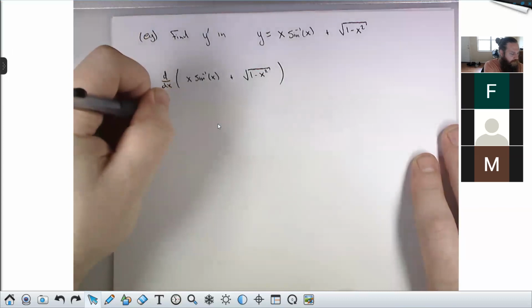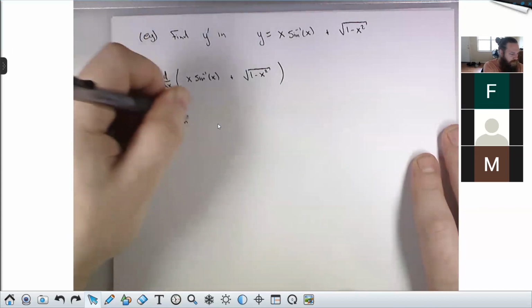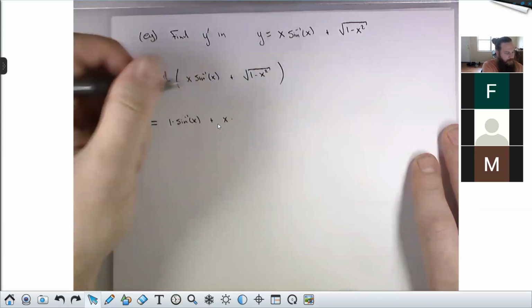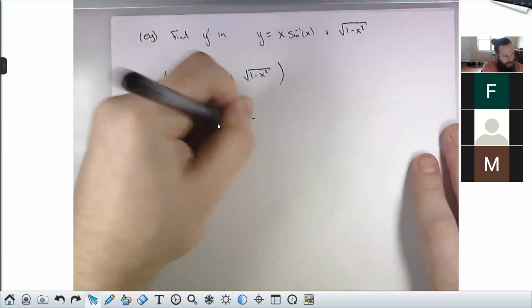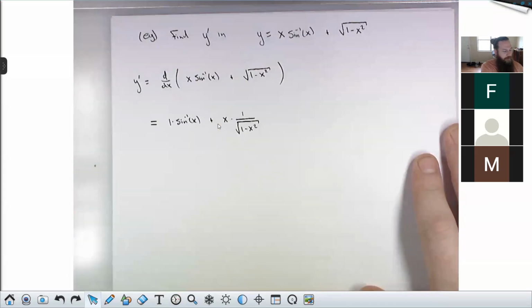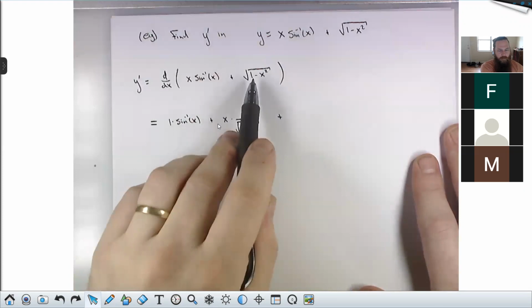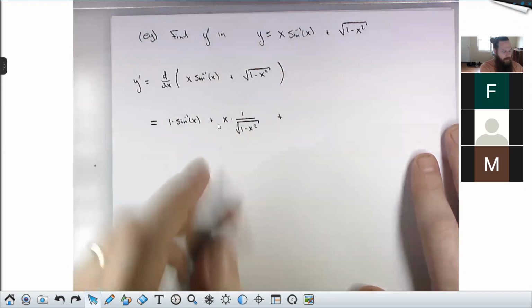So here I'll have the derivative of x, which is 1, times sine inverse x left alone, plus x times the derivative of sine inverse of x, which is 1 over the square root of 1 minus x squared. That's my product rule for this piece. And then I have to add that to what I get when I differentiate this. What rule do I need for this? Chain. Yeah, this is a chain rule thing.